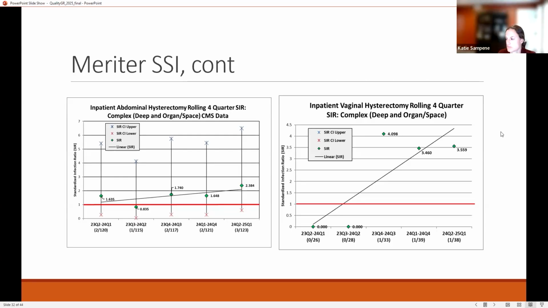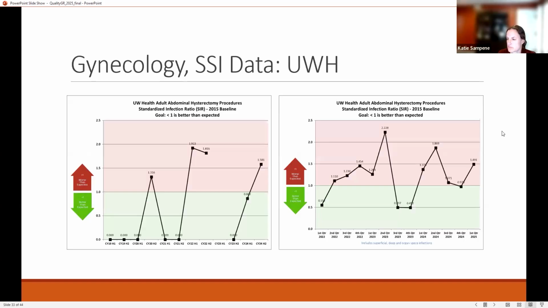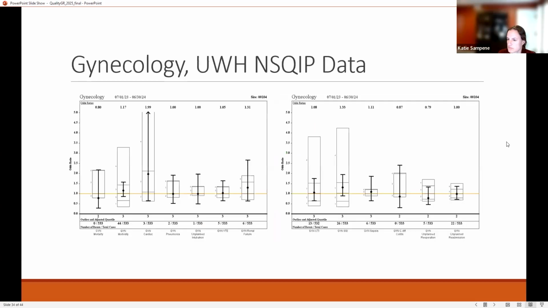Oh, okay. I'll roll through. UW data is the same, also trending up. NSQIP data is UW data only. It's the National Surgical Quality Improvement Program.